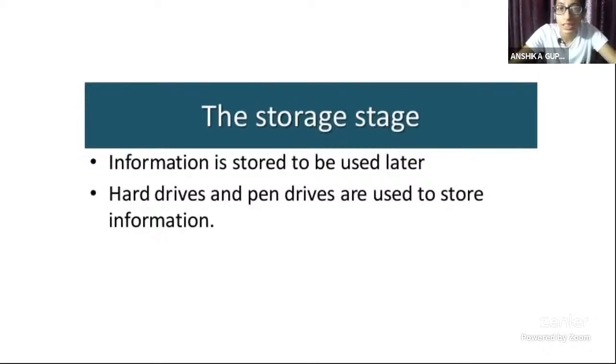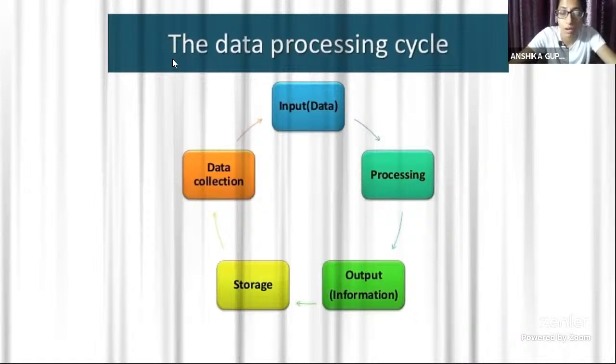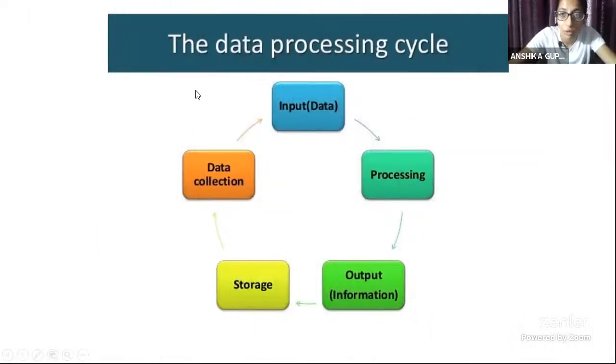Now the storage stage comes after output. For the storage stage, memory allocations are made, and that is where the information is stored, which is the proper advantage of it. This is just information about how the data is processed in NumPy or anything else. It is just a flow chart of the data processing cycle: input, then processing, then output, then where the program is stored, then data collection.